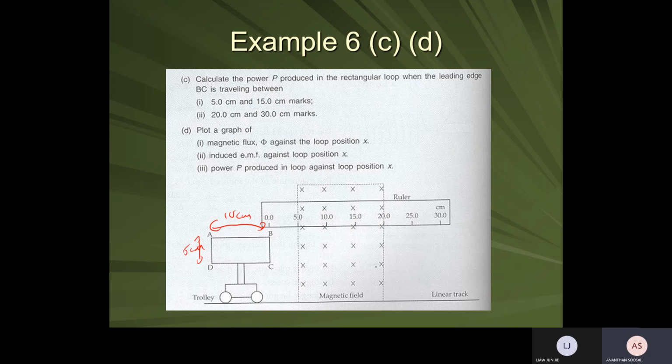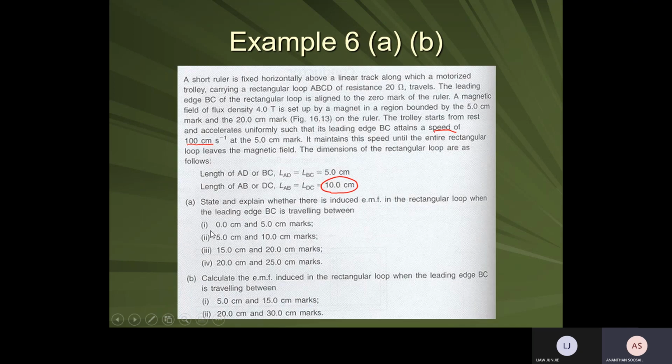So BC goes from 5 to 10. Is the current clockwise or anti-clockwise? It must oppose this magnetic field, so the induced magnetic field should be into the plane. So the current should flow in the clockwise direction. So from B to C, EMF is induced because flux is changing. The current flows clockwise because, according to Lenz's law, the induced current is such as to oppose the change. Therefore it should be clockwise. So the current flows clockwise from 5 to 10.